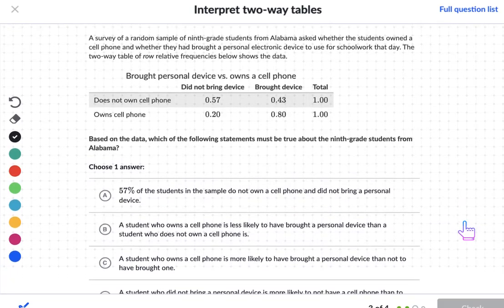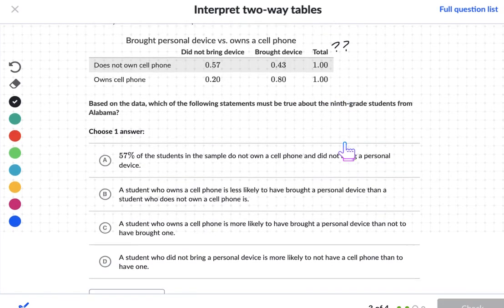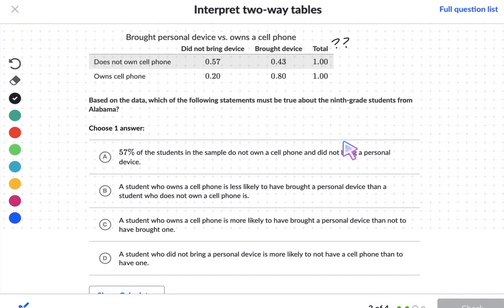This one says, a survey of a random sample of 9th grade students from Alabama asked whether the students owned a cell phone and whether they had brought a personal electronic device to use for school that day, for schoolwork. The two-way table of row relative frequencies below shows the data. So remember, we don't have the total, okay? So there's certain things that we won't be able to verify because we don't have the total. So we have to be very cautious about these relative frequencies. Go ahead and pause your video and try this one on your own.